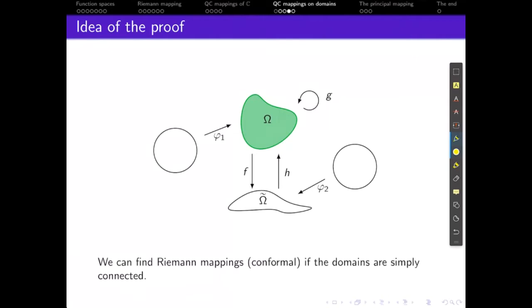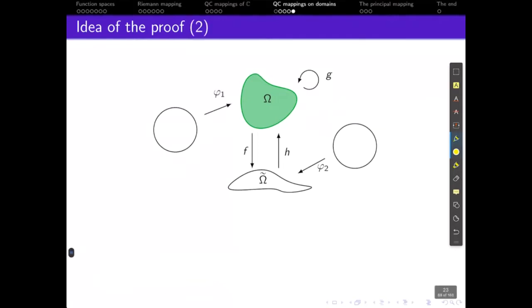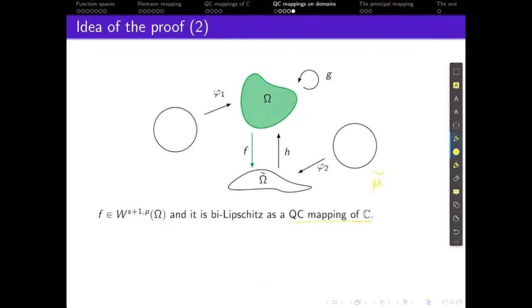Now let's talk about how we can find the regularity of G. Let's go step by step. First, F. F is a quasi-conformal mapping of the whole complex plane. Its Beltrami coefficient mu is just an extension of mu to the whole complex plane, so restricted to omega it would be equal to mu, but it is regular in the whole complex plane, not only in omega, and with infinity norm smaller than 1. You can create that. Now this function F will be bi-Lipschitz, of course, because it's a quasi-conformal mapping of the whole complex plane.